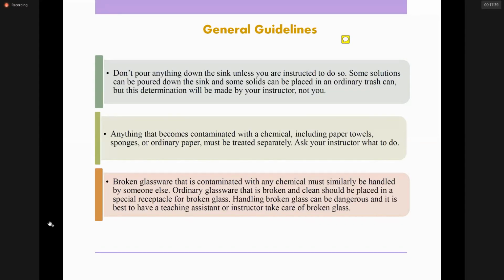Ordinary glassware that is broken and clean should be placed in a special receptacle for broken glass. Handling broken glass can be dangerous, and it's best to have a teaching assistant or an instructor take care of these broken glasses.